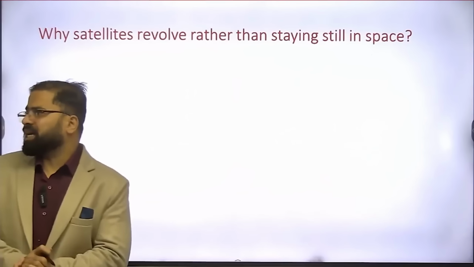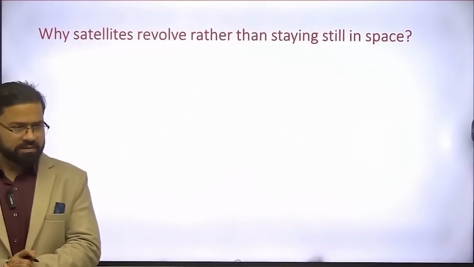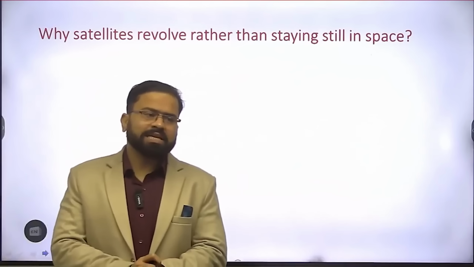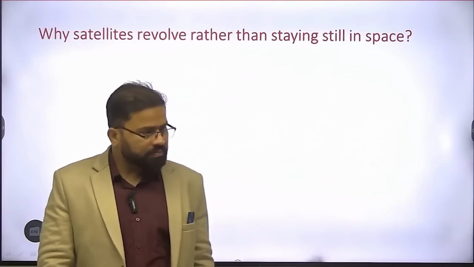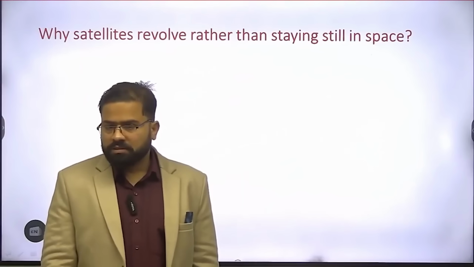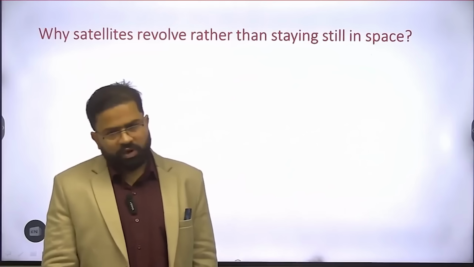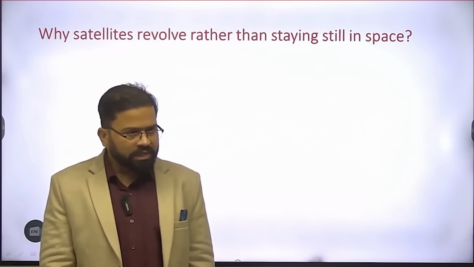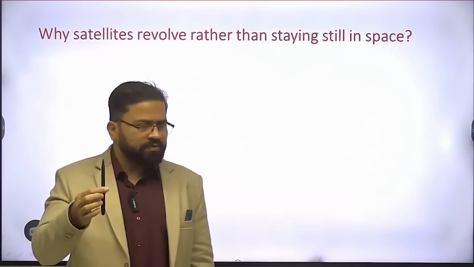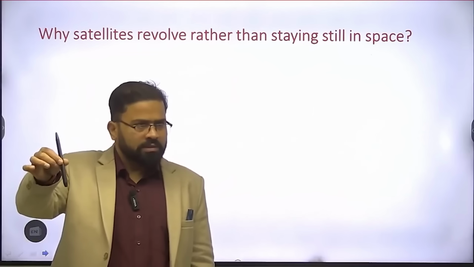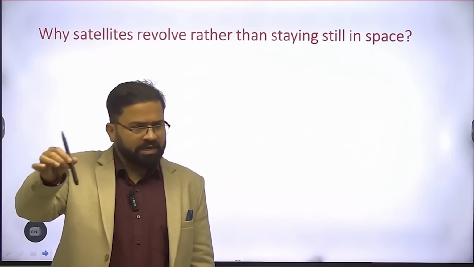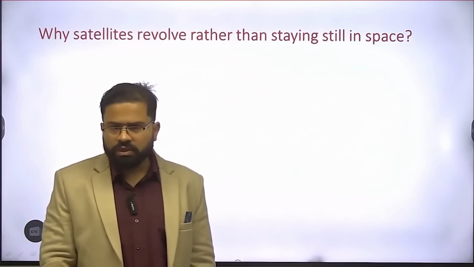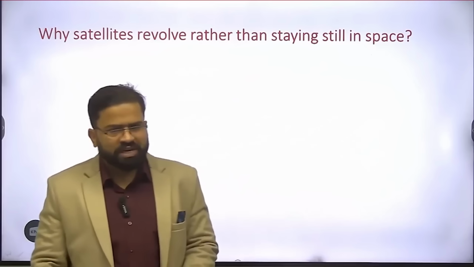Now the question: why does the satellite revolve rather than staying still in space? Suppose there are two conditions. If you park the satellite into the orbit, under free fall condition it should be falling on the Earth. It is not happening. Why so? Even if you have parked it in space, it should stay stagnant at that particular point, but instead of staying stagnant, it starts revolving around the particular orbit. That means the satellite is not even under the free fall condition.